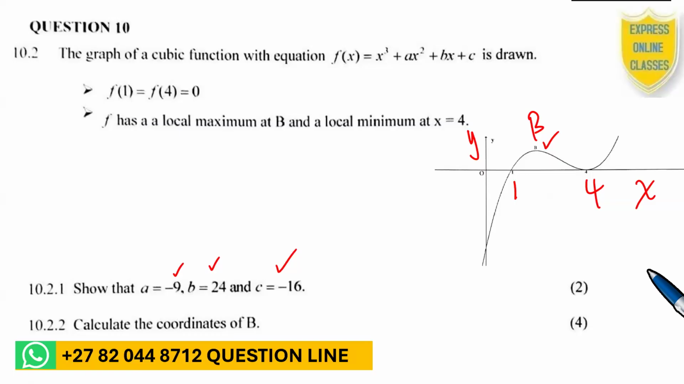Right. We continue. I wanted you to see if you can do 10.2.1. Try it. You have 2 minutes.